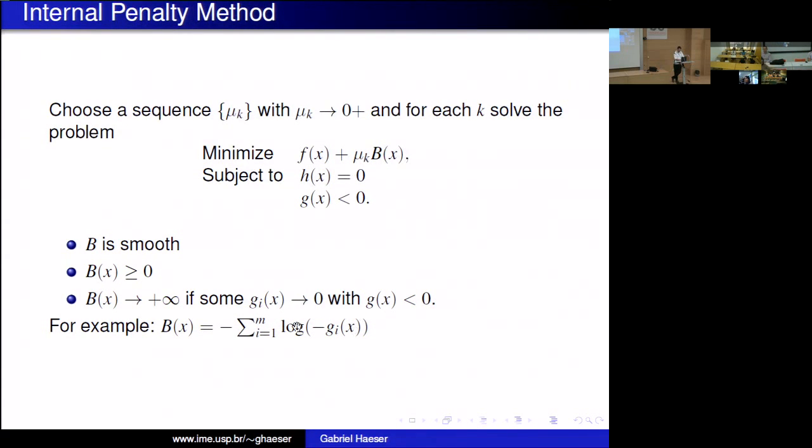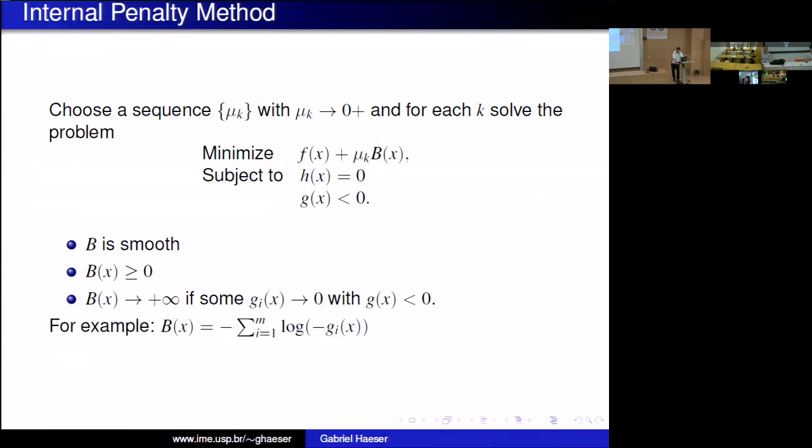If g goes to 0, this goes to infinity. So when you minimize this function, maybe you can think that there are no equality constraints here, or the equality constraints are easy to solve in each subproblem. So you solve this, you get a point inside the feasible set, and this barrier does not let you go out of the feasible set. But since the solution is probably on the frontier, this mu k should go to 0.